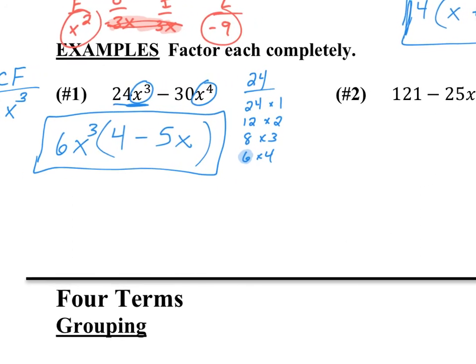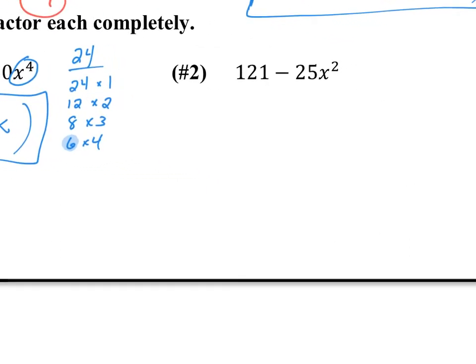Take a look there. Number 2. Okay, number 2, check for a GCF. Let's just talk about is there a GCF right here? Something you can divide them both by.